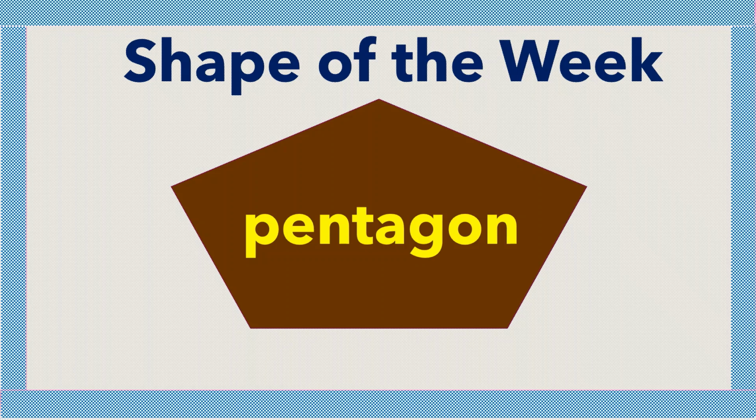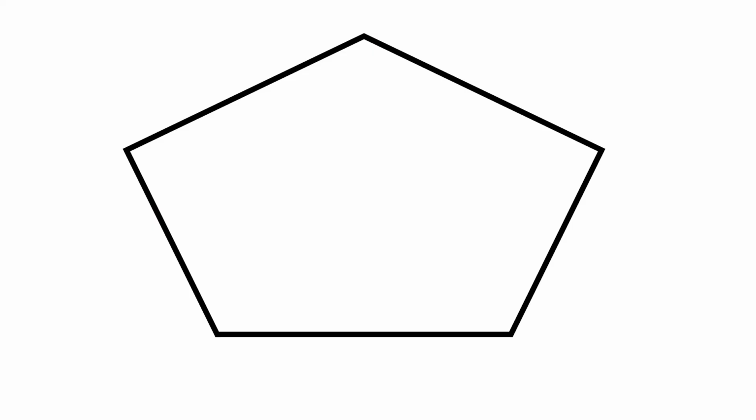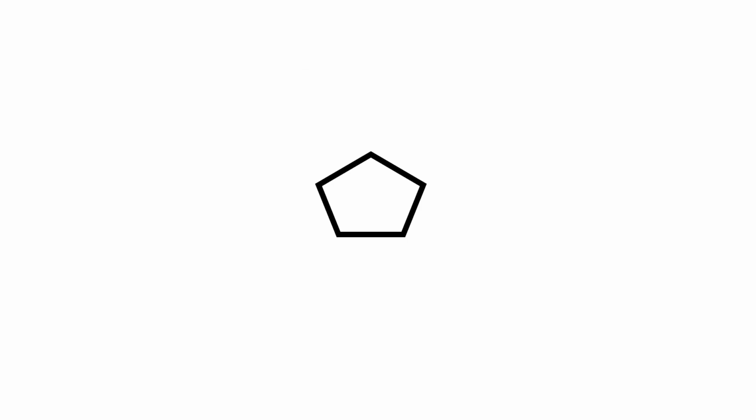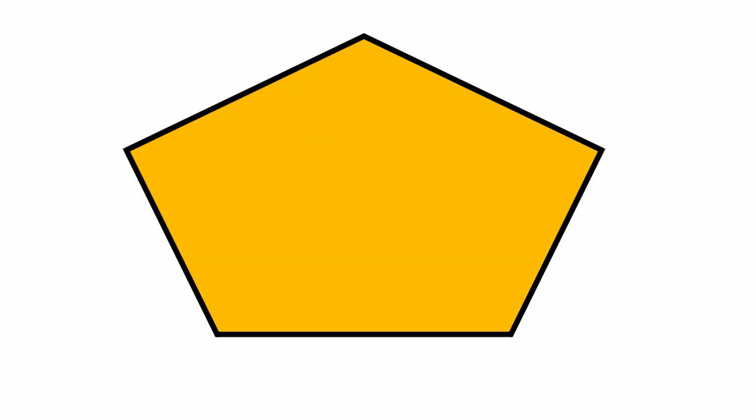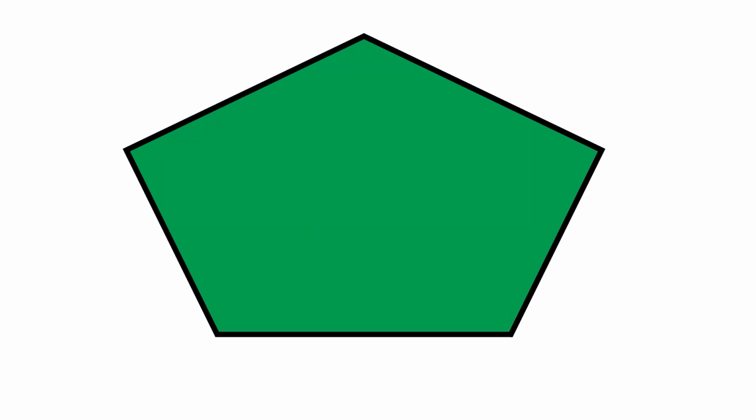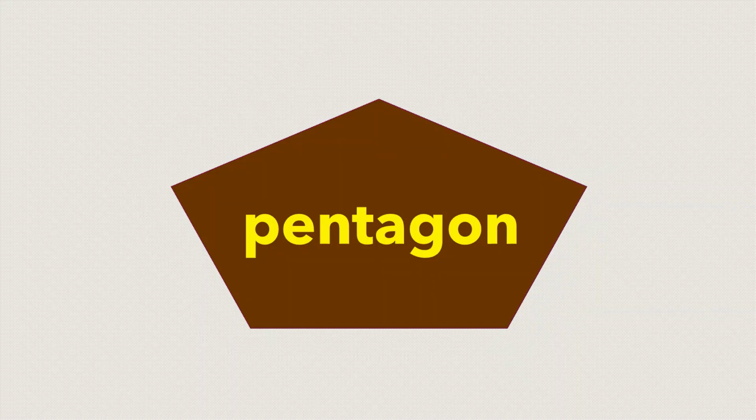A pentagon has 5 sides. Let's count them. 1, 2, 3, 4, 5. Big pentagon, small pentagon. Red pentagon, orange pentagon. Yellow pentagon, green pentagon. Blue pentagon, purple pentagon. The pentagon.